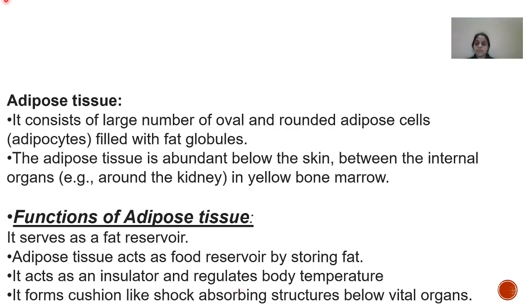Coming to adipose tissue, it consists of a large number of oval rounded adipose cells called adipocytes filled with fat globules. This is abundant below the skin, between the internal organs, around the kidney, and in yellow bone marrow. Coming to its function, it serves as a fat reservoir. So they act as a food reservoir by storing fat. It acts as an insulator and regulates the body temperature. It forms a cushion-like shock absorbing structure below the vital organs.